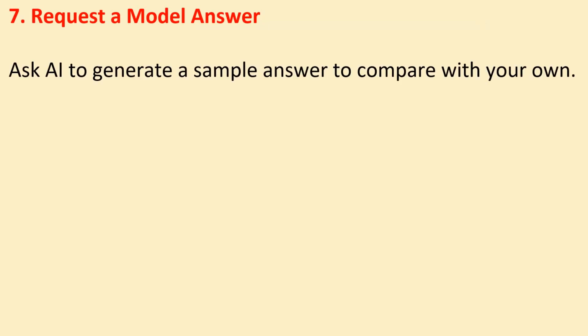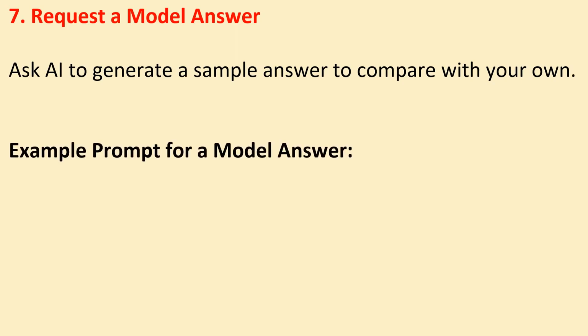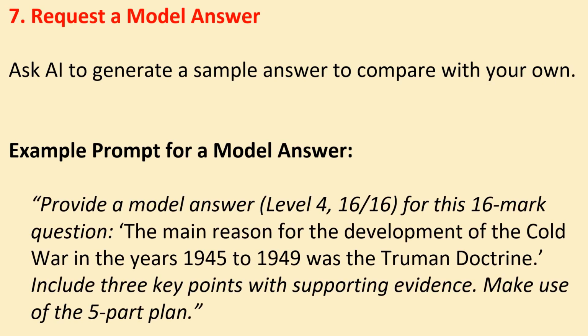Step 7 is to request a model answer. Here we can ask AI to generate a sample answer to compare with our own. An example prompt that you could use for a model answer would be, provide a model answer, so level 4, full mark, 16 out of 16 for the 16-mark question, giving the question, and include 3 key points with supporting evidence and make use of the 5-part plan. Let's use this prompt now.